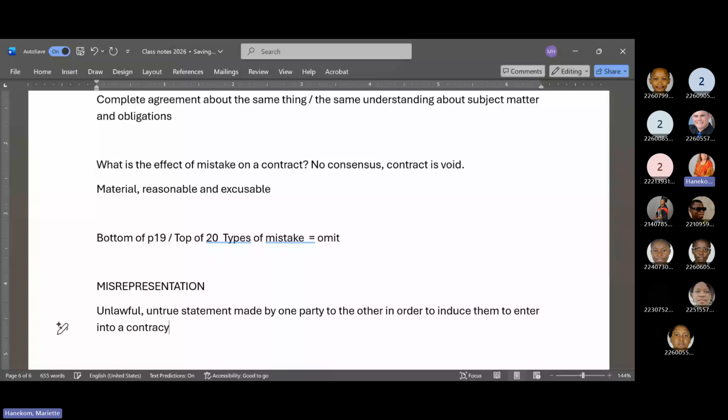So that is where I am telling Celine that my car is in a perfect working order, whereas I actually know that the CV joints need to be replaced. I tell her it's in a perfect working order to induce her, to persuade her to enter into this contract.